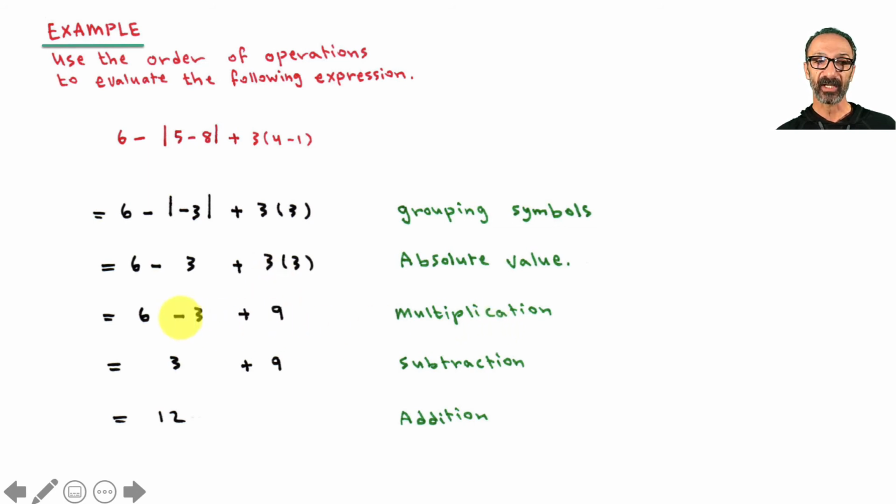Then I have subtraction and addition without grouping symbols. So we go from left to right. We subtract first. 6 minus 3. Underneath it, in the middle, I wrote 3, trying to align them, as you could see. Bring the plus sign down. Bring the 9 down. So all I'm doing is evaluating subtraction first. Finally, we add, and the answer is 12, and we're done.